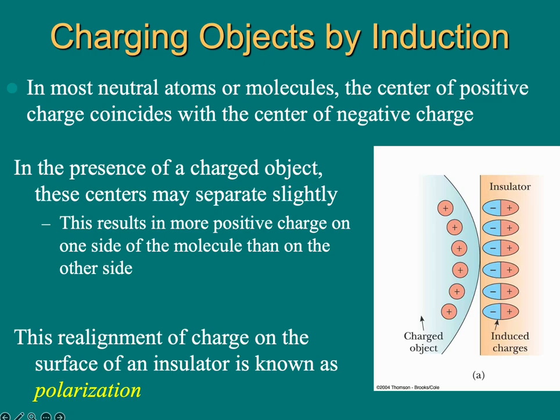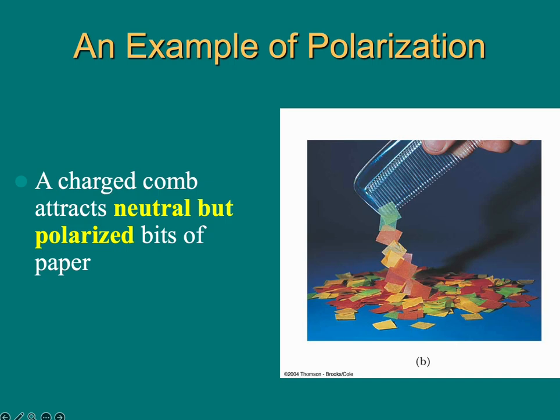In most neutral objects, the center of positive charge and the negative charge are at the same location, so it doesn't exhibit any electricity. But if we put it near a charged object, the positive charge and negative charge will realign or redistribute. Then the center of positive charge and the negative charge are no longer at the same location, so that object will exhibit electrical phenomena.